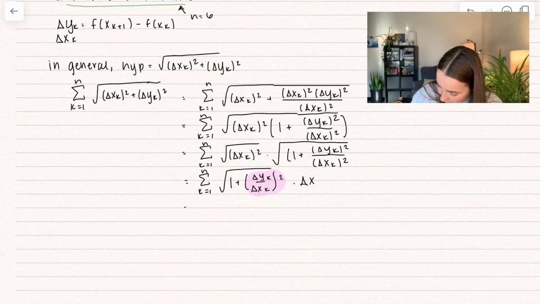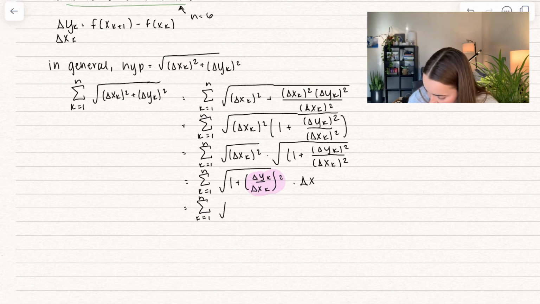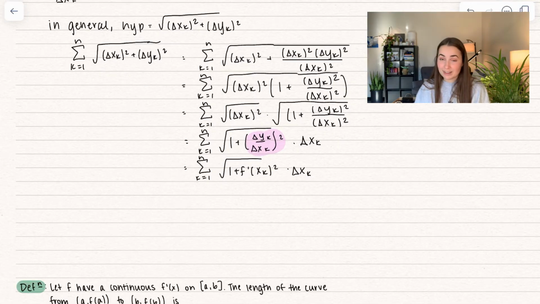So really how we can rewrite this is we have the summation, k equals 1 all the way up to n, whatever our partition is, and we have the square root of 1 plus the first derivative at x sub k, squared, times delta x sub k. Now we have everything that we need.